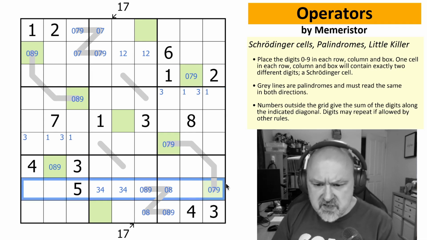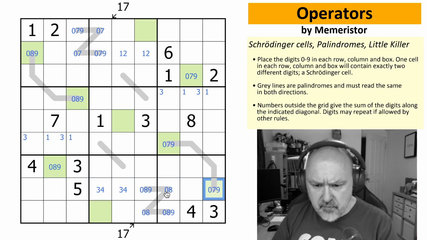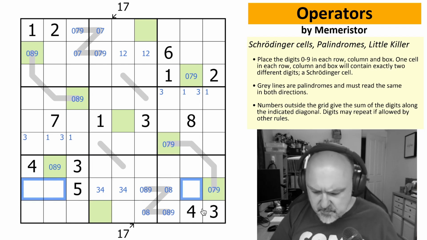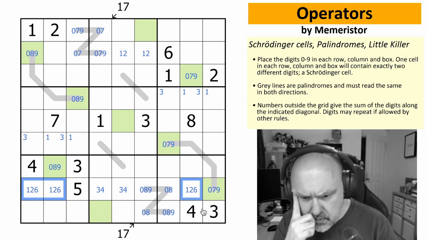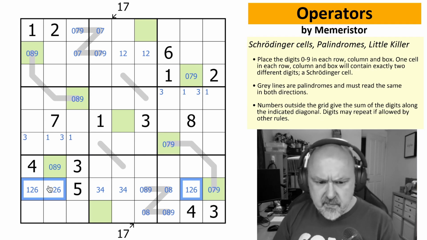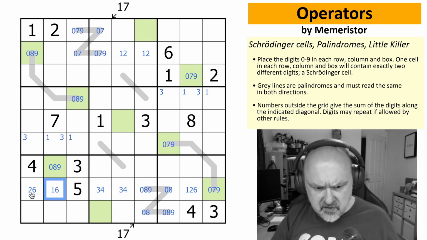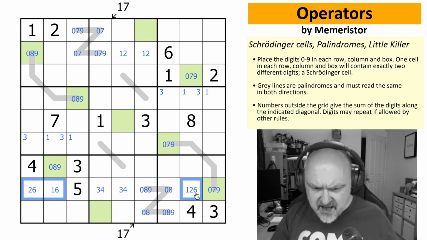Where do 1, 2, and 6 go in that row? I can't put them there, there, or there. This must be a 1, 2, 6 triple. How does that work? So that's not a 1 and that's not a 2. But how does that work?